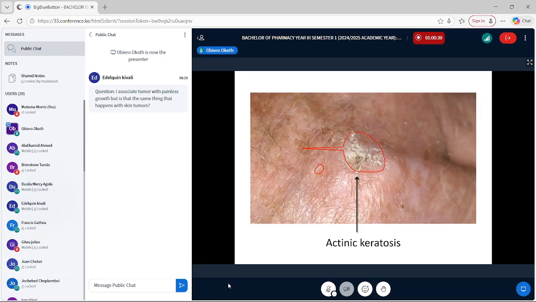By the time I'm seeing a painful malignant lesion, it's a tumor involving the nerves. So that still holds, Kivali. A painless lesion tends to be more ominous than a rapidly growing painful lesion. Painful lesions are seen much with inflammatory conditions.